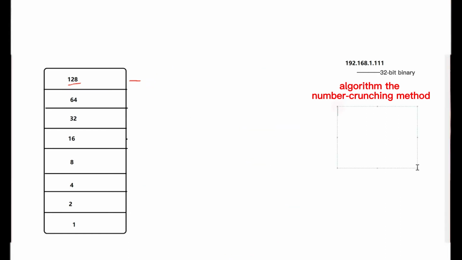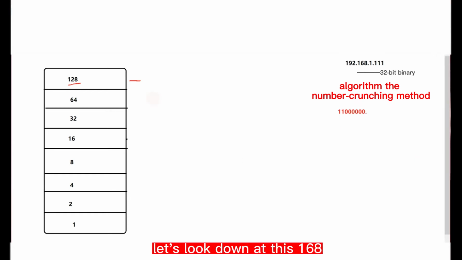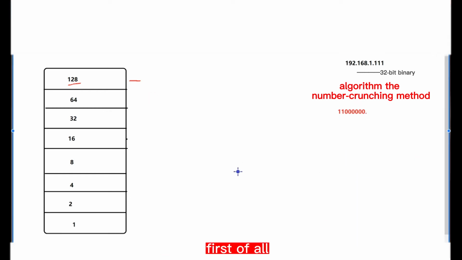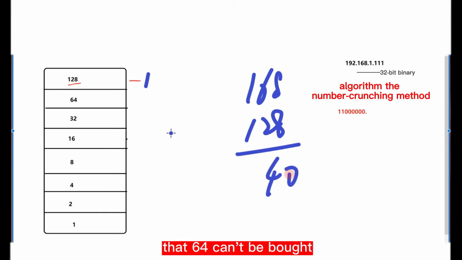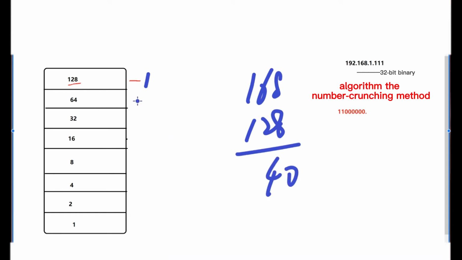2160. Then it represents 192. Let's look down at this 168. First of all, 128 can be bought. 168 minus 128 equals 40. That 64 can't be bought. Then the value is 0.